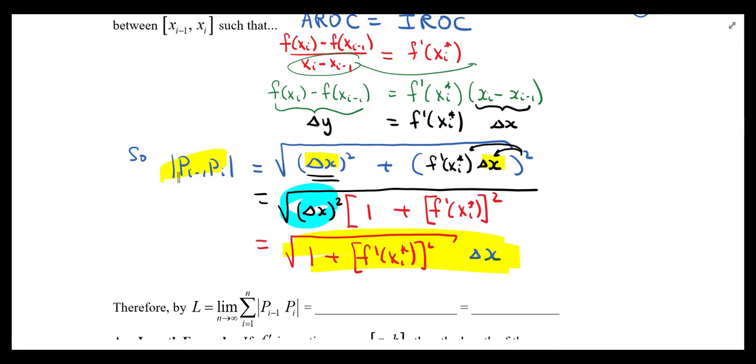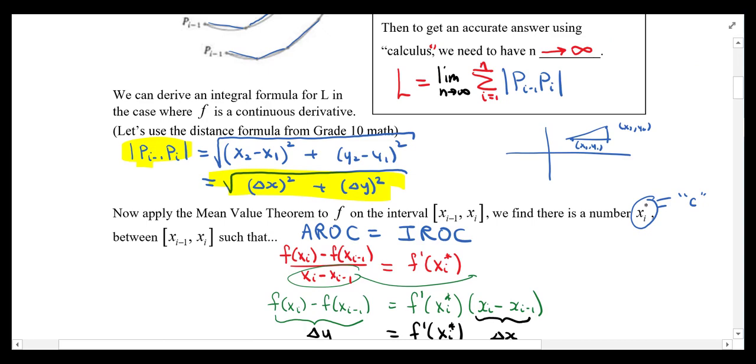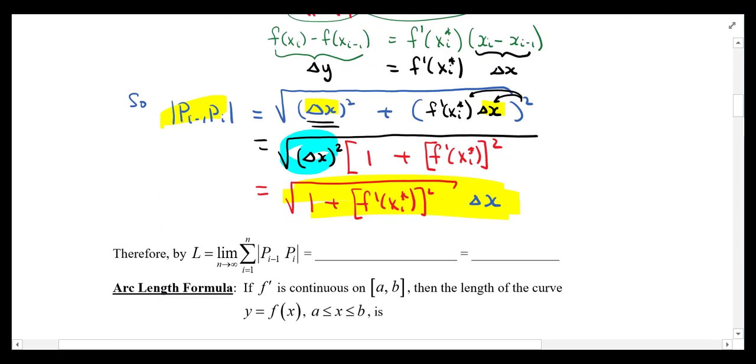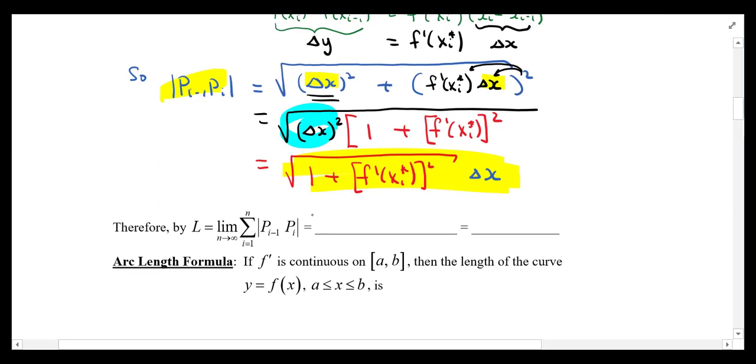And remember how I said earlier that I needed L to be the limit of the sum of all those small line segments? So instead of saying the limit as n approaches infinity of the sum of that absolute value business of p sub i minus 1 minus p sub i, I'm going to replace that with what I just have up here. So this now becomes the square root of 1 plus f prime of x sub i star all squared times delta x.